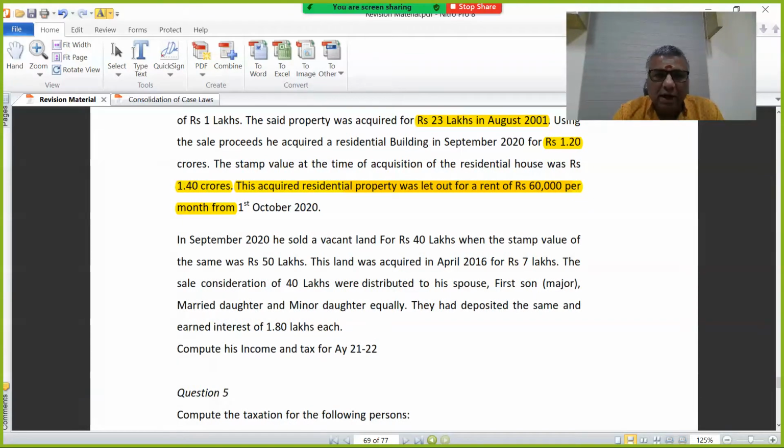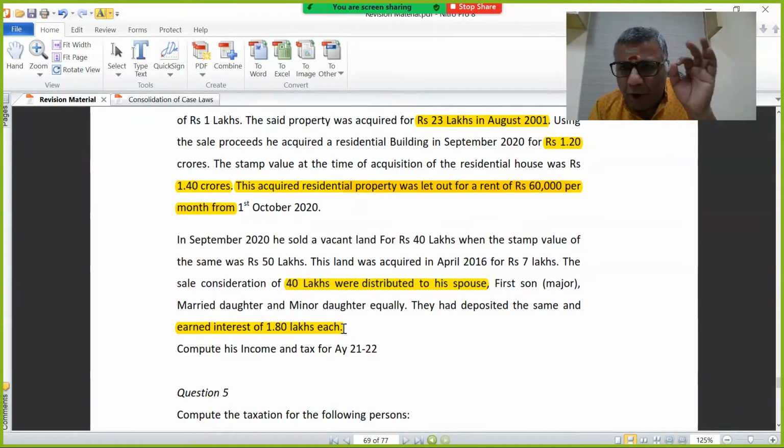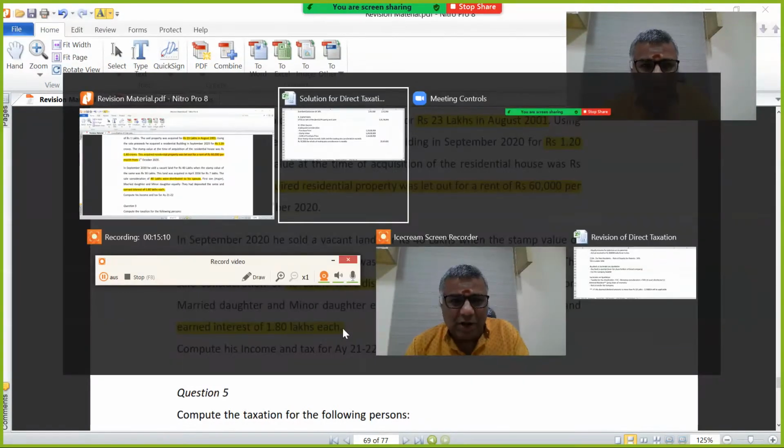The sale consideration of 40 lakhs was distributed to his spouse. Clubbing of income: each of them deposited it and earned interest of 1,80,000. Clubbing provision says asset transferred to spouse, and asset means cash also, without adequate consideration, the income received is taxable in the hands of the transferor.